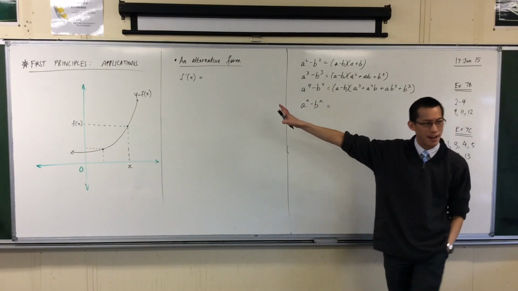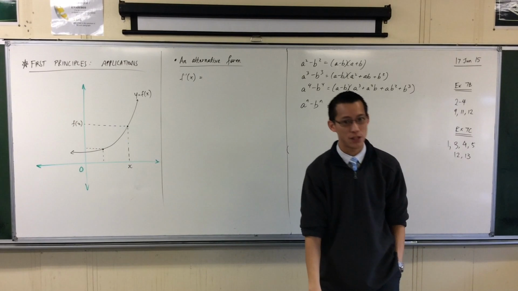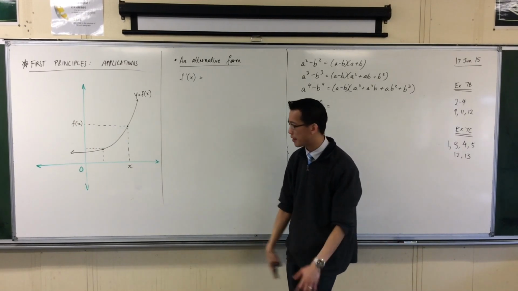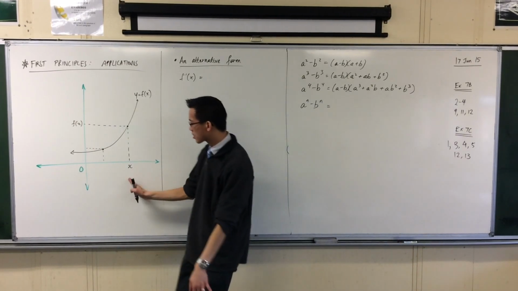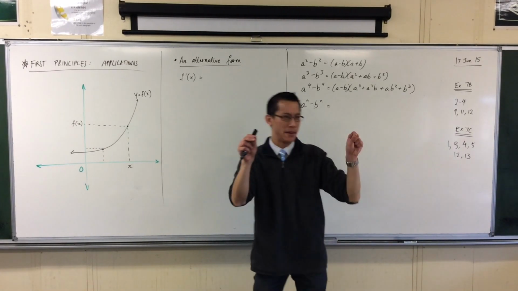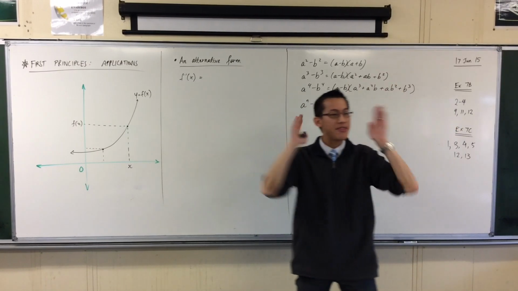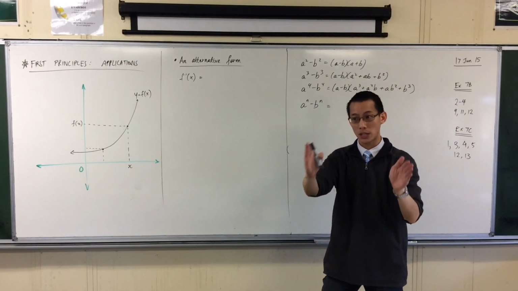Have a look at this diagram. Now this is what we were doing before with just establishing first principles, doing the whole rise over run thing. And what I said was you pick some x value, call it x, and you say, let's just go forward a bit. Let's call that bit h, and you've got x plus h, right? And that's where our definition of first principles came from, right?